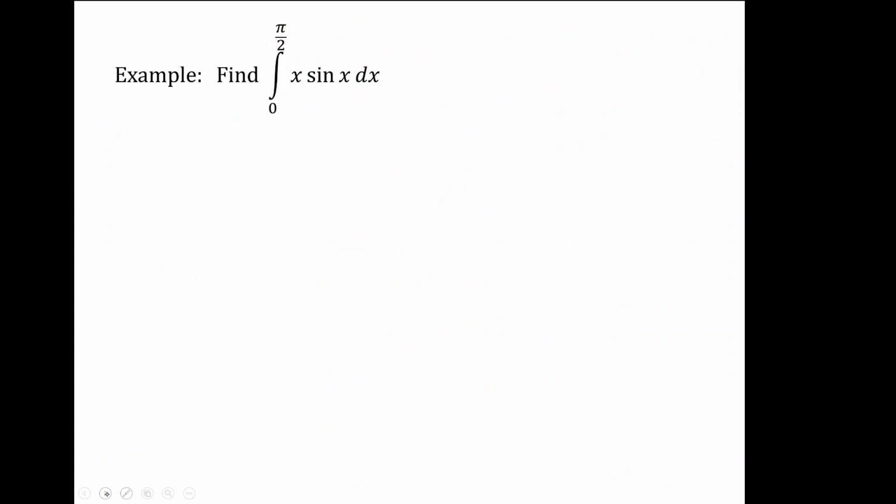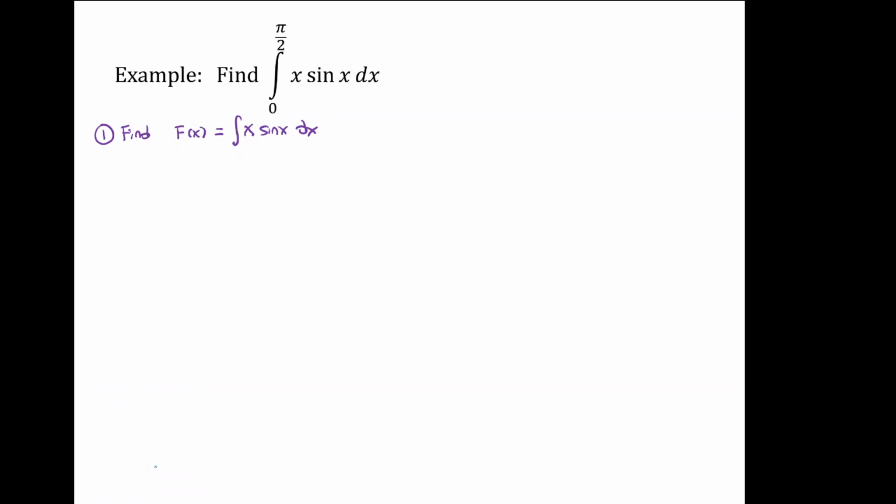Okay, so here's another problem. We want the antiderivative of x times sine of x evaluated from 0 to pi over 2. I'm going to split this up in two steps. So step 1, we're going to find capital F of x, which is the antiderivative without bounds, the integral of x sine of x dx.